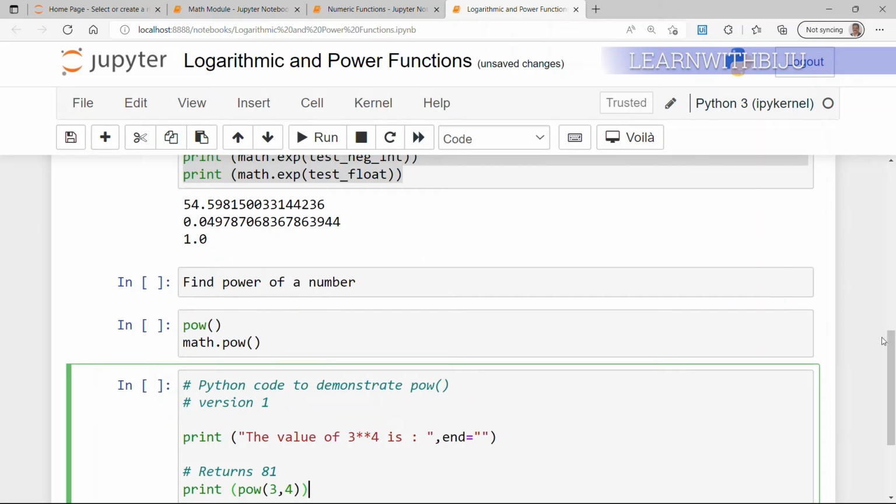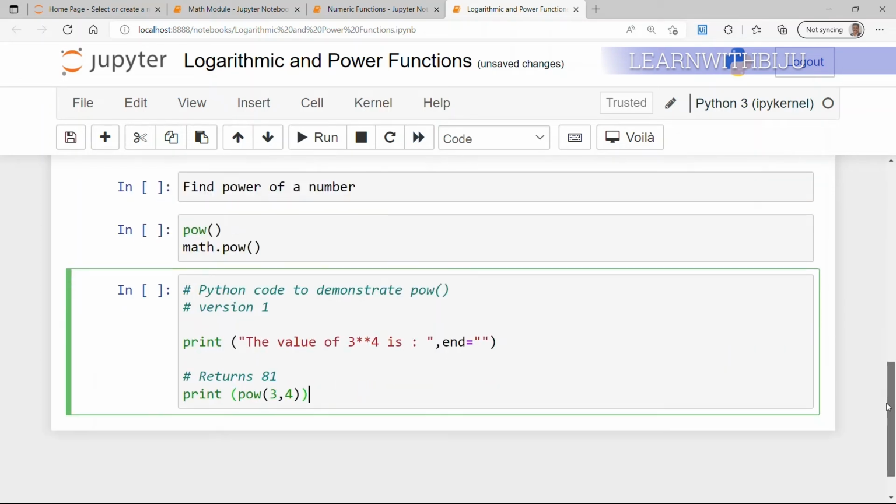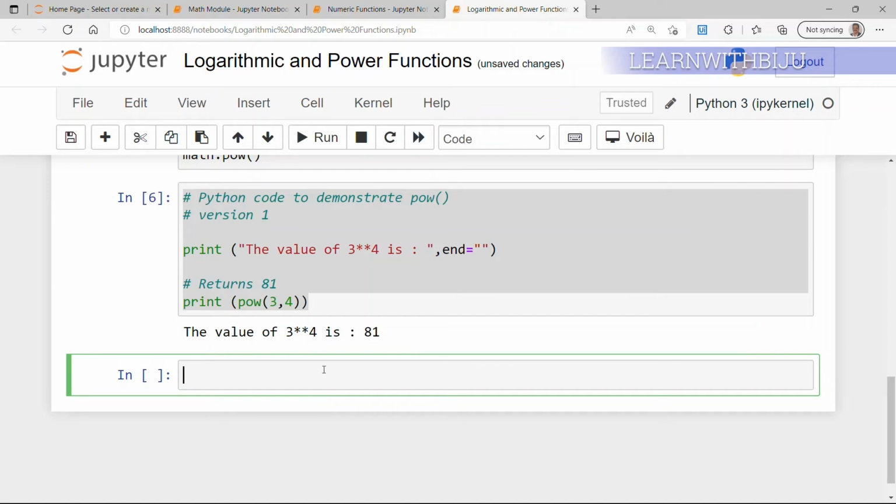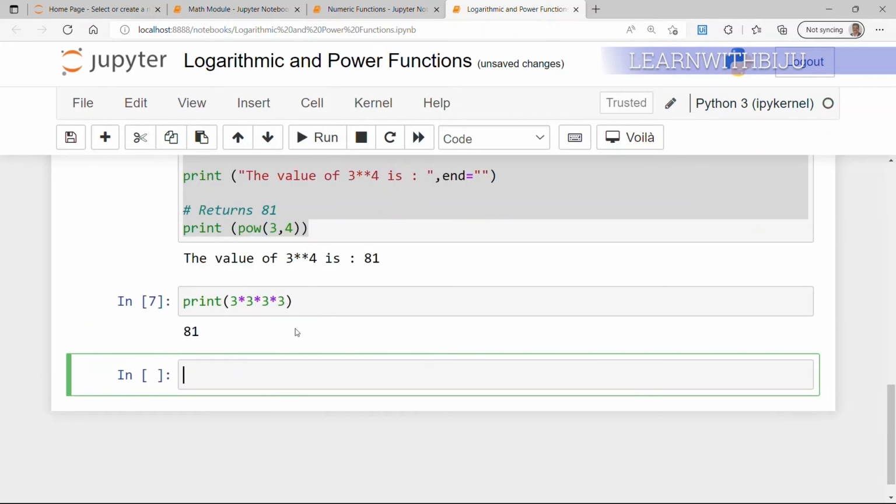Here is a Python code to demonstrate pow. We are going to see the fourth power of 3, that is 81, right? So let's execute and see. And how do you confirm this is right? You can simply print 3 into 3 into 3 into 3. This becomes 81, right?